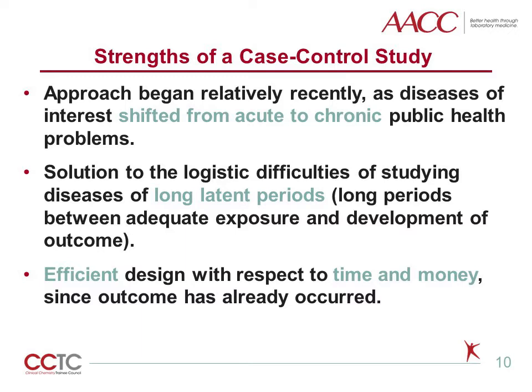We all know that it's not what we eat today that's going to increase our risk of developing cancer tomorrow, but that our pattern of diet will affect our risk of developing cancer 5, 10, or 15 years from now. So there are long latent periods in chronic diseases between adequate exposure and the development of the outcome. And by picking, in a case control study, people who already have the disease, it becomes a very efficient design with respect to time and money, because you don't have to start with people eating a particular diet and then follow them for long periods of time until they develop the outcome. You're starting with the outcome. They already have it, so that's going to save time and money.